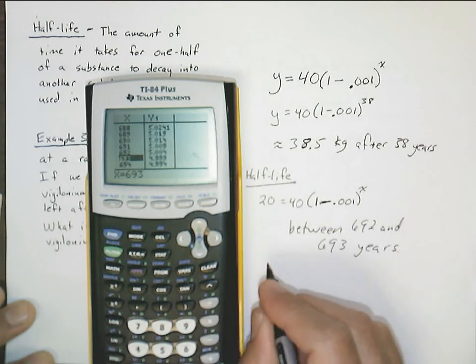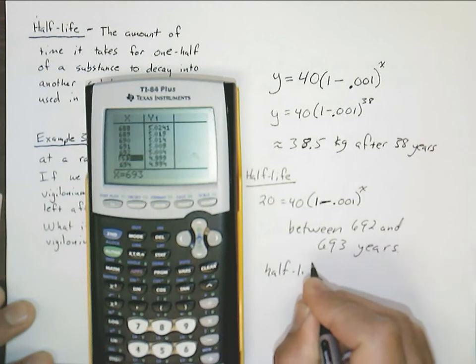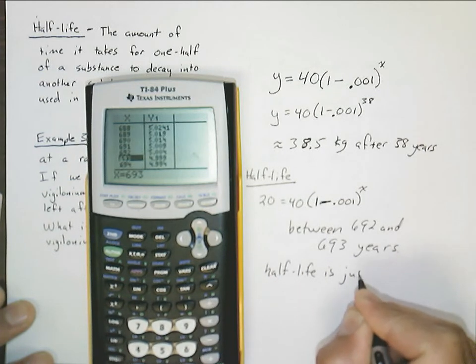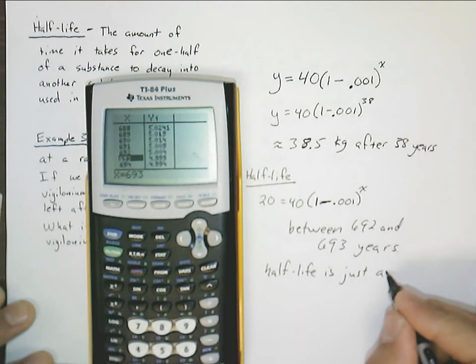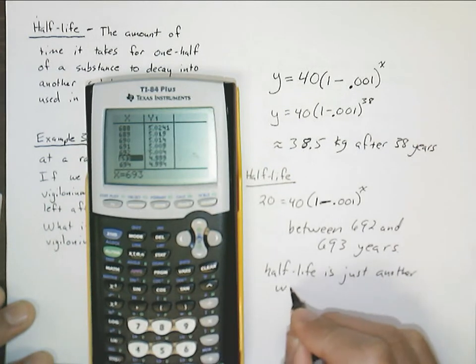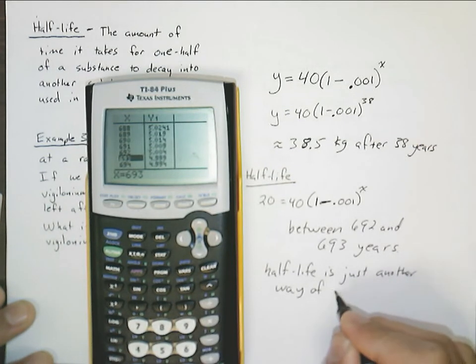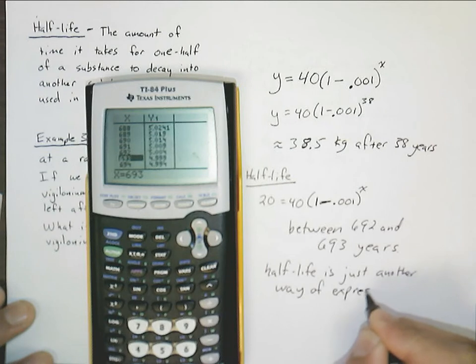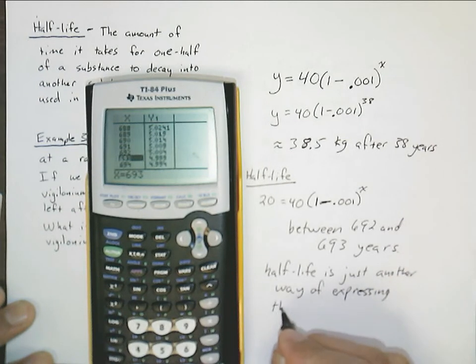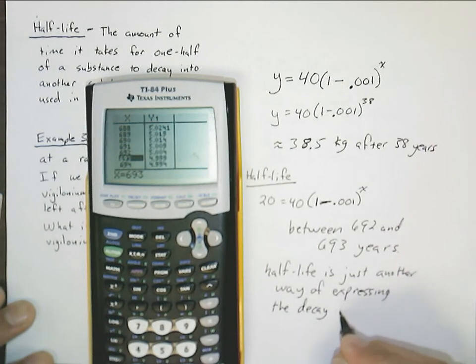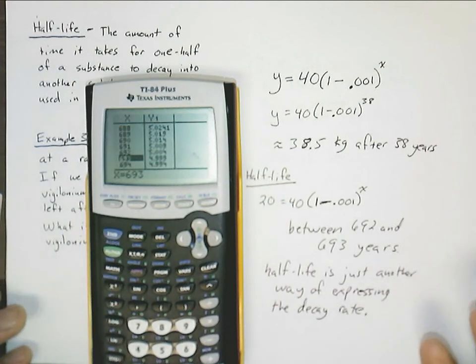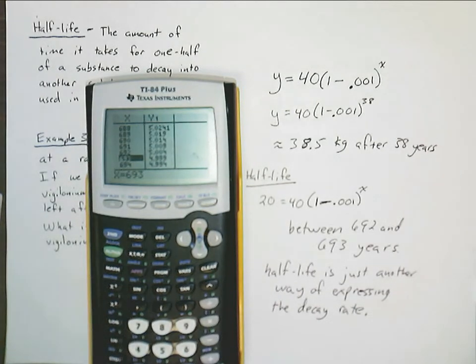So really, half-life is just another way of expressing the decay rate. It just provides us with a little bit of a different perspective on the situation itself.